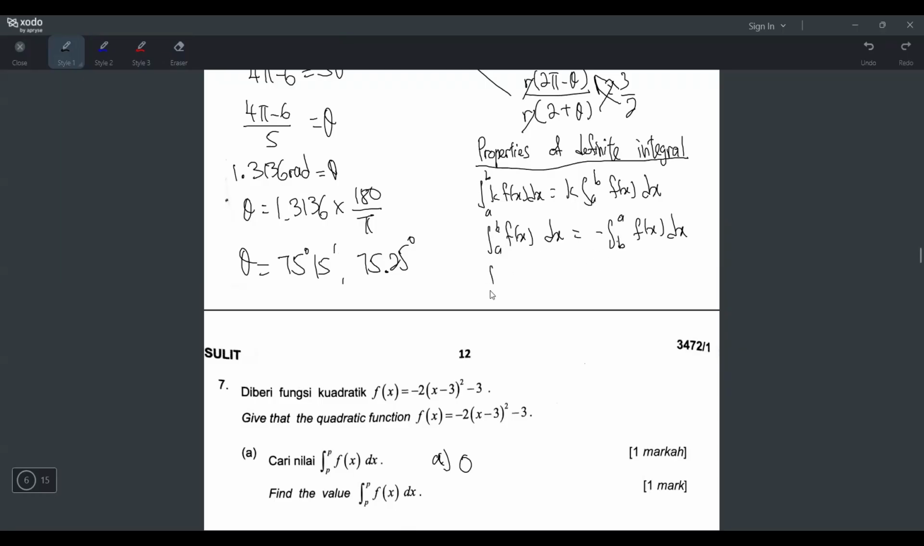Okay, next one. If I give you integrate c to b f(x) dx plus integrate b to a f(x) dx, it can become integrate c to a f(x) dx. Because if you have two separate integrals added together, and inside is the same thing, and also the atas number bawah sama, you can cut. So you are left with atas c, bawah a like this. So this is the third property you learn.